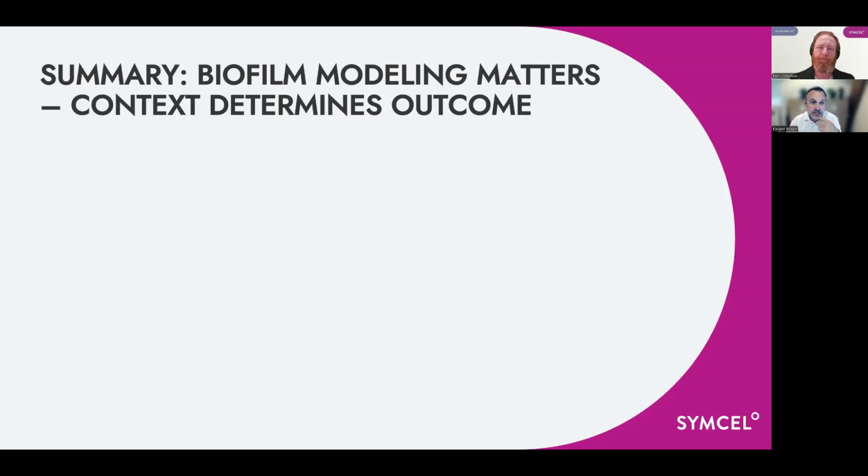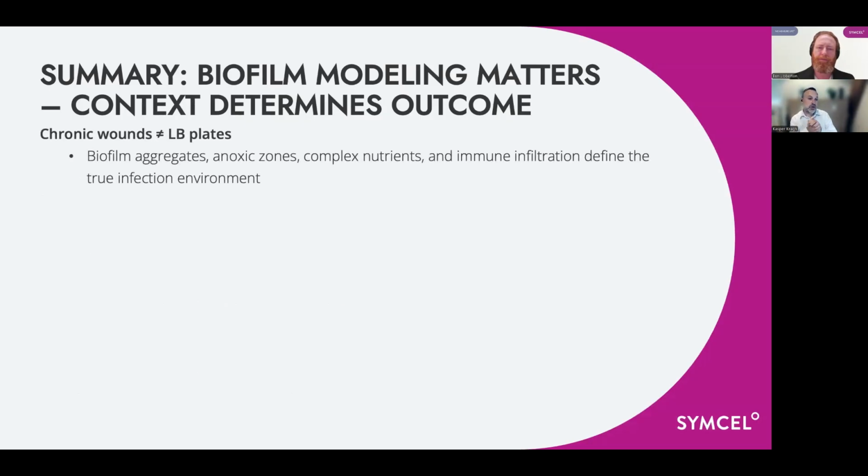So just saying, chronic wounds and LB plates is not my favorite blend. So you probably understood that by now. But if we actually add in biofilm aggregates, different anoxic and oxic zones, a complex nutrient environment, and if we can add in immune response, this really moves us much closer to the real wound. And it could really be a way of avoiding some of the wasted resources in developing something that might not even work in the real patient.